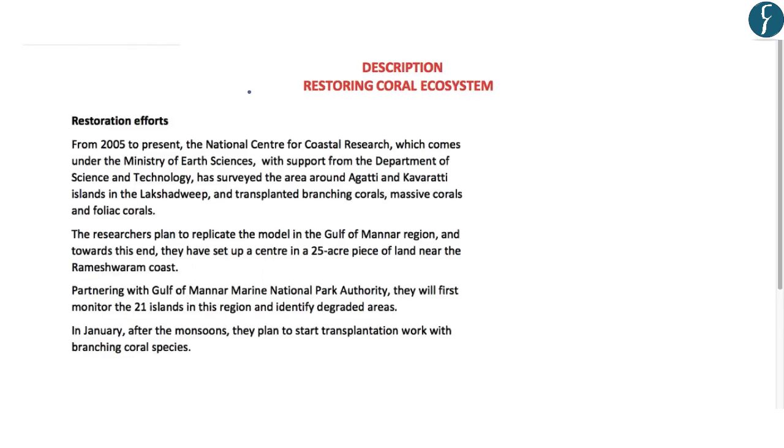Moving on to the restoration efforts, we have already discussed that the National Center for Coastal Research, along with the Department of Science and Technology, has been surveying around the Agatti and Kavaratti Islands in the Lakshadweep and have restored it by transplanting branching corals, massive corals and foliac corals.